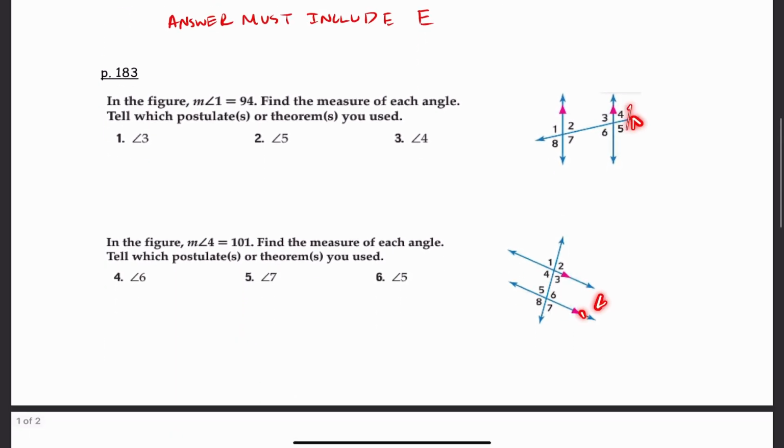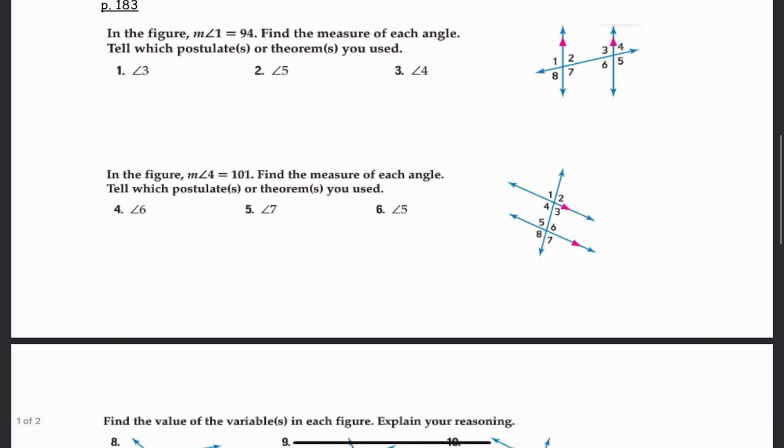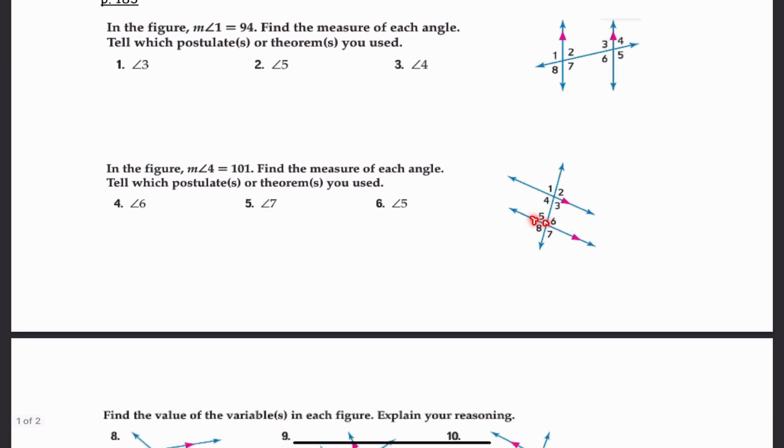And then here, it says in the figure, measure angle 1 is equal to 94. Find the measure of each angle. Tell which postulate or theorem to use. Again, use your resource for this one. Go back to your notes, the pink sheet, to answer these questions. And make sure that you're justifying. It's always important that you justify. Don't just give me the answer. You're going to have to justify with a postulate or theorem. And then do the same thing for this one as well, okay?